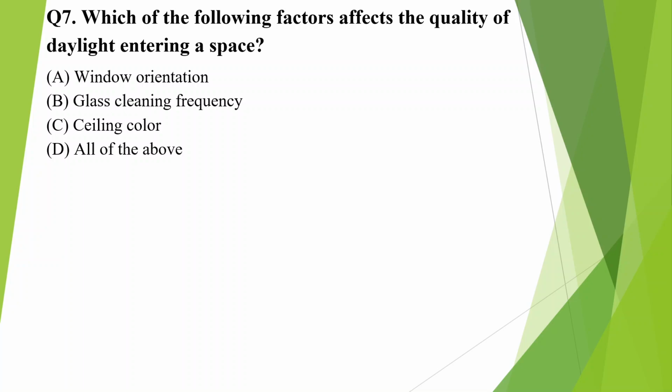Here is the 7th question, which is asking you which of the following factors affect the quality of daylight entering a space.